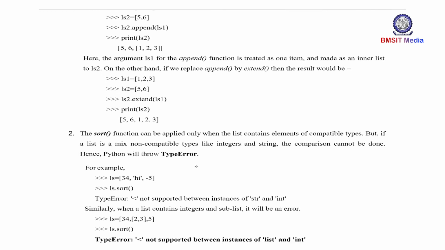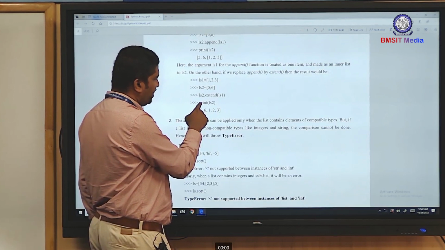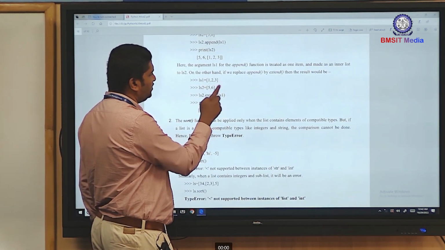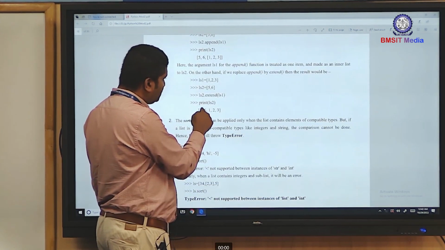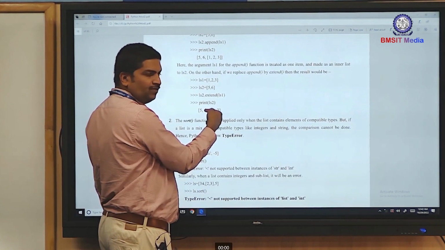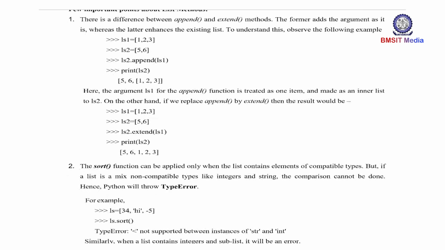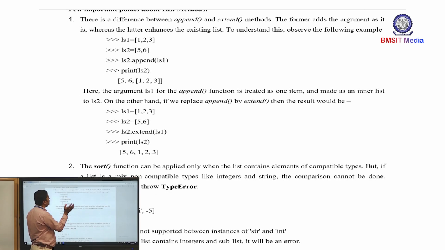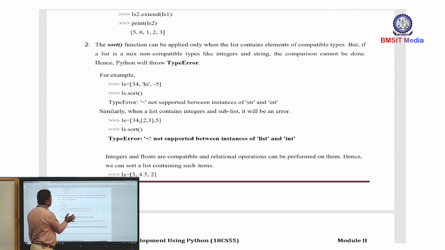Now whenever I use extend instead of append method, what happens? Just observe here. Say I have used ls2 dot extend of ls1. So 5, 6 will be as it is. To this it will add these list elements as the elements of the first list. So it will create a single list for you. Whereas in the first case, it will create one list inside another. So this is the difference between the append method as well as the extend method. Fine. Now we will see the sort method.